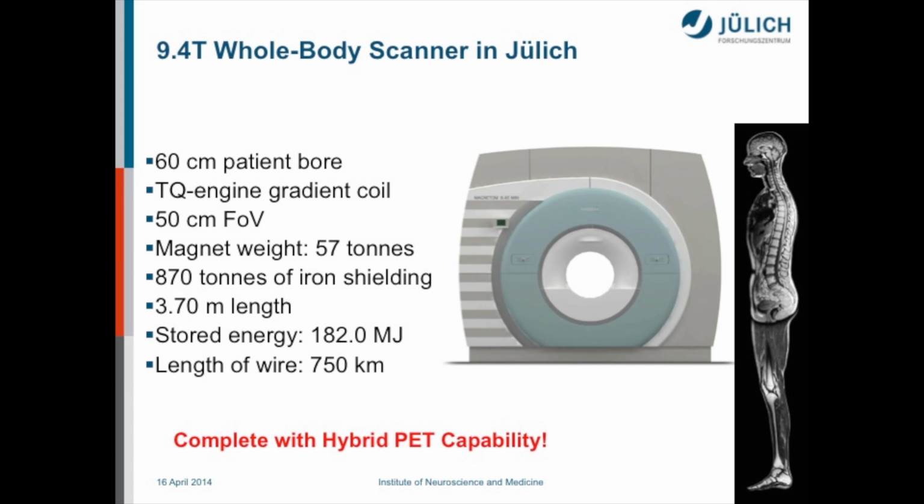The magnet is a huge beast, weighs 57 tons. It's shielded with 870 tons of iron, floor, ceiling, 4 walls. Quite an engineering challenge. The amount of energy stored in the magnet is the kinetic energy equivalent of a Boeing 747 traveling at 200 miles an hour. A lot of energy. As you say in German, Steckdose geeignet, you just plug it into the wall, leave it for 2 weeks and it goes to 9.4. It comes complete with hybrid MR PET capability. So the same PET insert, or it can do whole body, but we don't. We're only interested in the neck upwards.